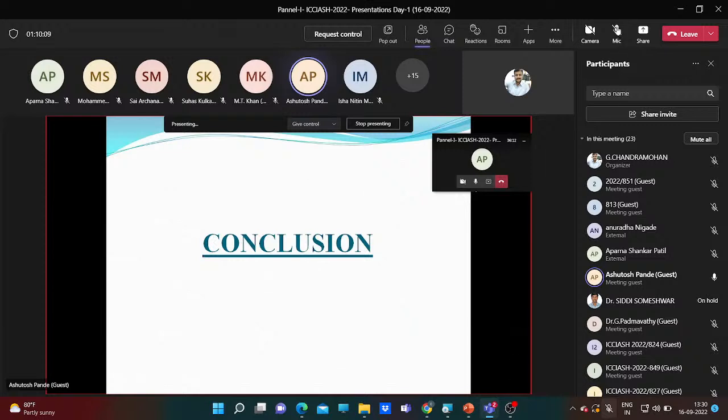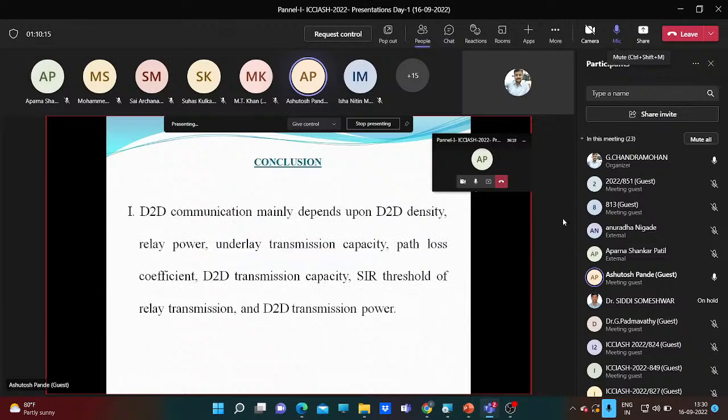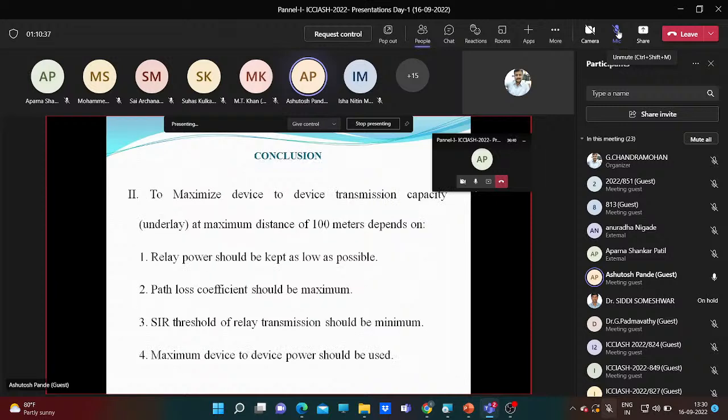Now we can conclude this analysis and result discussion in two parts. First, device to device communication mainly depends upon device to device density, relay power, underlay transmission capacity, path loss coefficient, device to device transmission capacity, SIR threshold of relay transmission, and device to device transmission power.